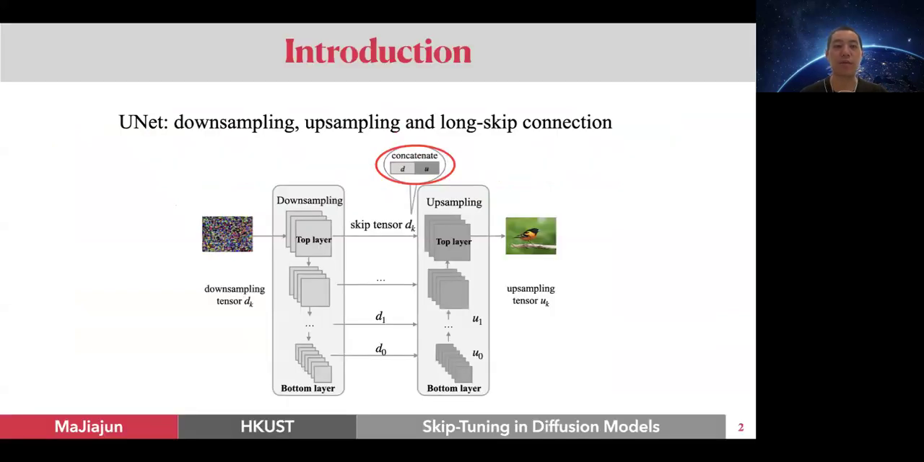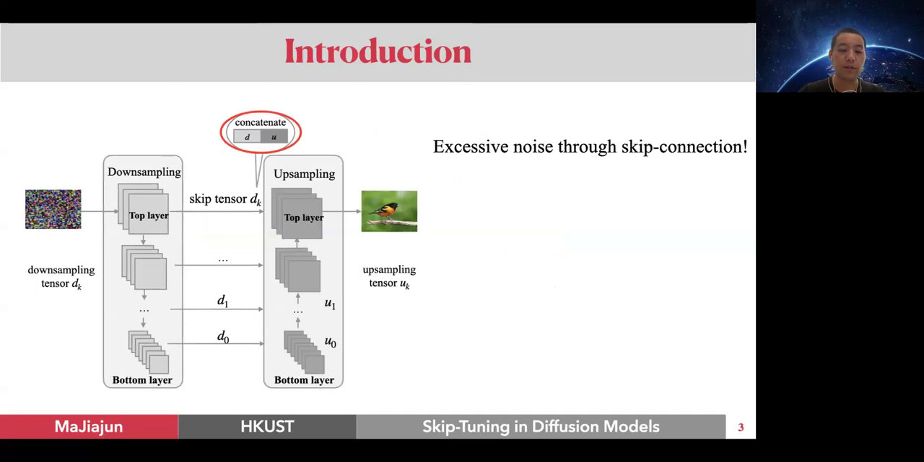The motivation of our work comes from our in-depth analysis of the diffusion architecture. As we know, the most widely adopted architecture in diffusion model is the UNet architecture. UNet consists of three parts: the downsampling, upsampling, and the long skip connection that bridges the two components. However, we think the long skip connection will actually allow excessive noise during the sampling.